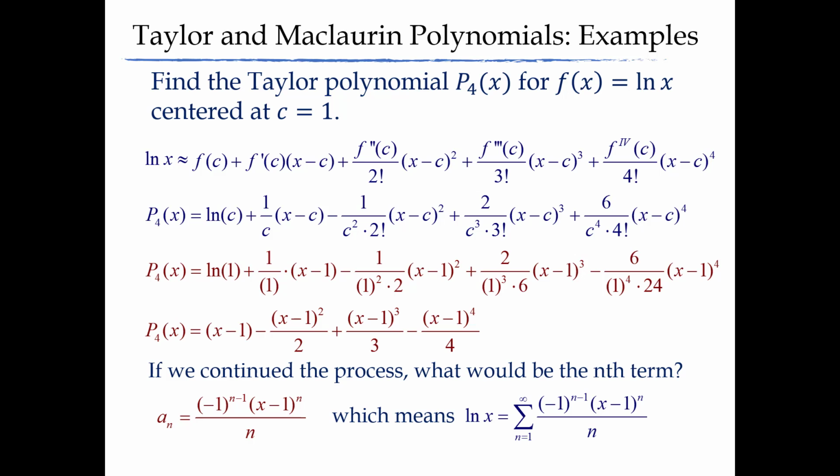And if you look closely, you'll see that I say ln of x is equal, not approximately, because this is an infinite sum. This is an infinite degree polynomial, which tells us that it gives us the exact value of ln of x for any x near 1.